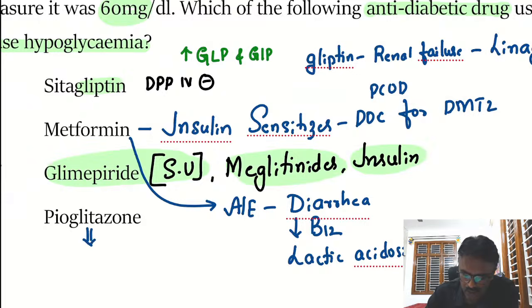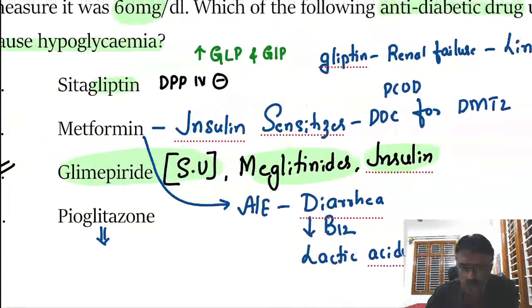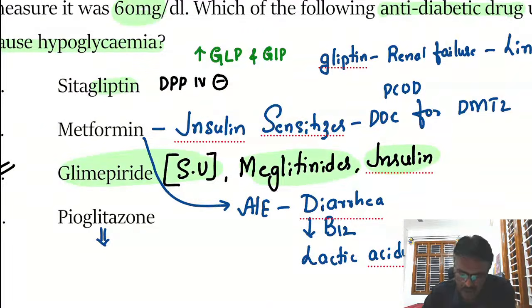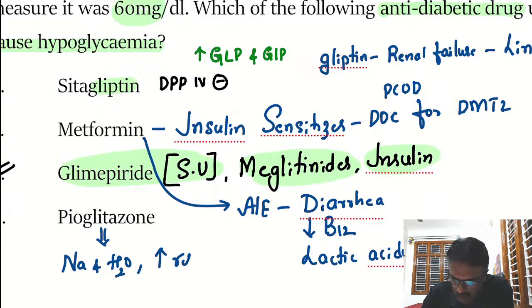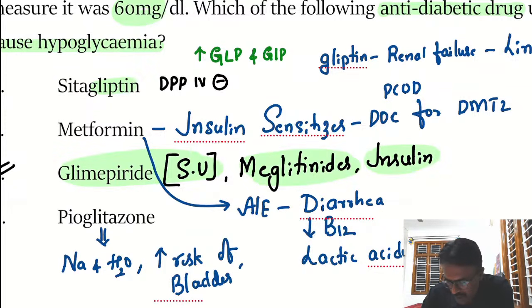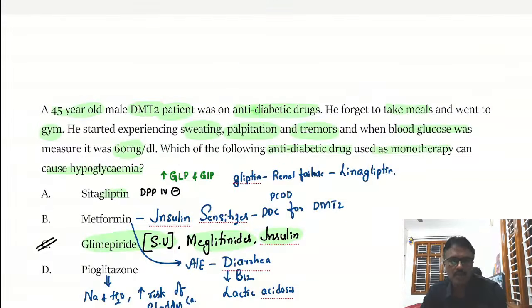Pioglitazone, it's also an insulin sensitizer. But one important problem is it causes sodium and water retention, and it has been shown to increase the risk of a cancer called bladder cancer. Bladder cancer, these are all tested. So we understood the names.